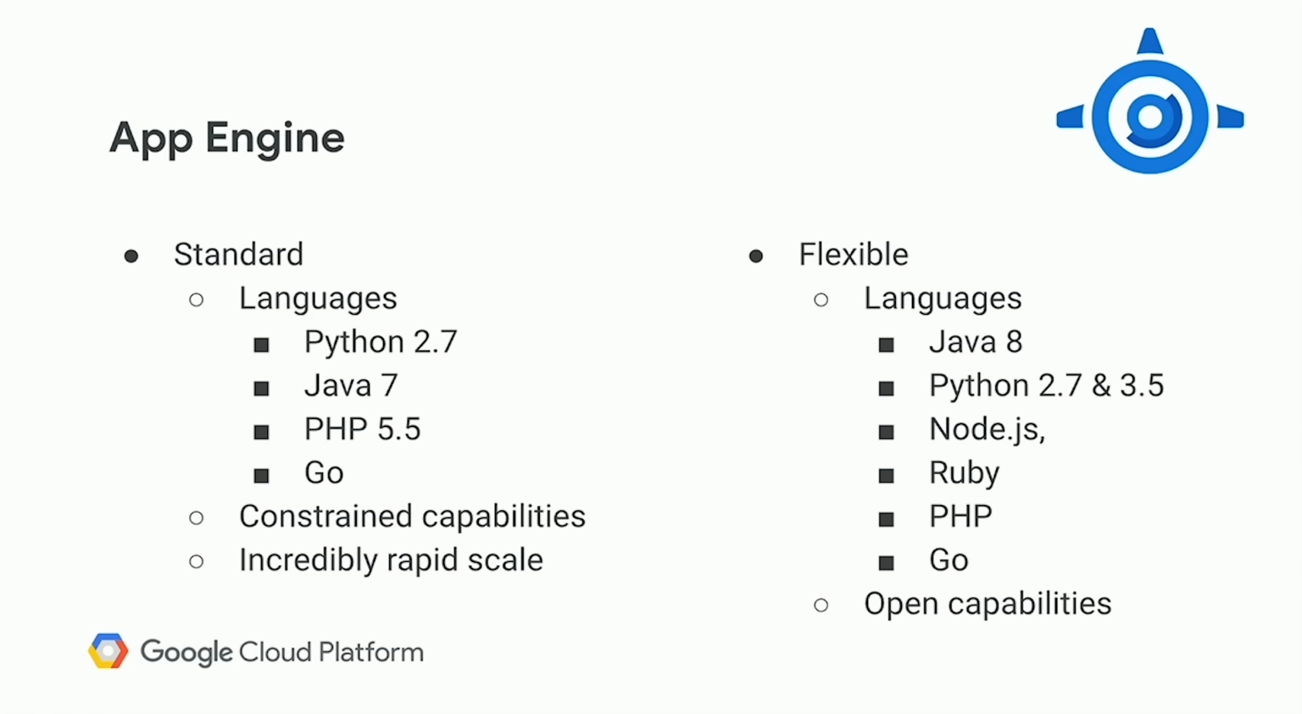So standard and flexible, there's a little bit of difference between the two. Flexible, you can do more different runtimes and more different languages, and it has open capabilities, but it's not as scalable as standard, which is much more constrained. You have to really adapt your code style to write for App Engine, but you get incredibly rapid scale out of it, and it scales down to 0. So if you're not using it, you don't get charged for it, and if you are using it, you can scale up to however much usage you need to handle relatively quickly. And I'm actually going to show a demo of App Engine scaling in just 1 second here.